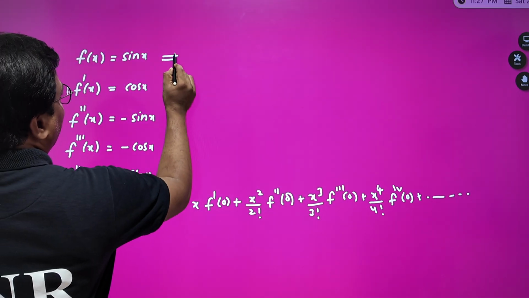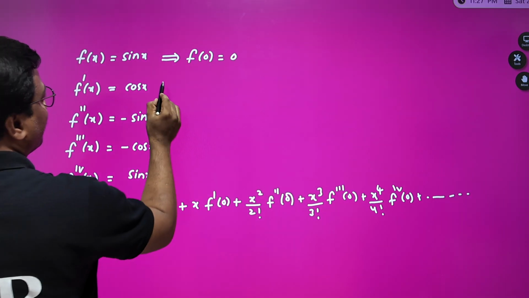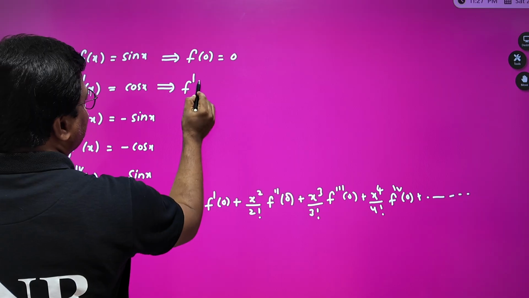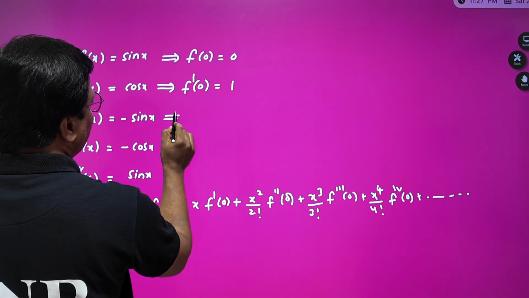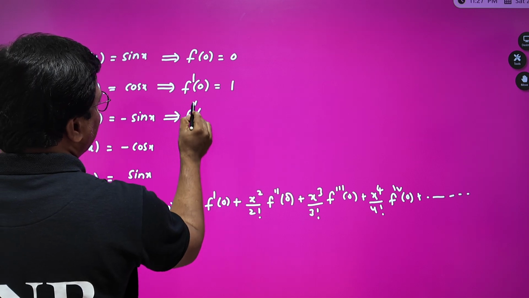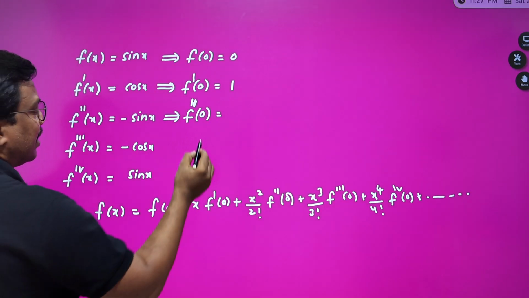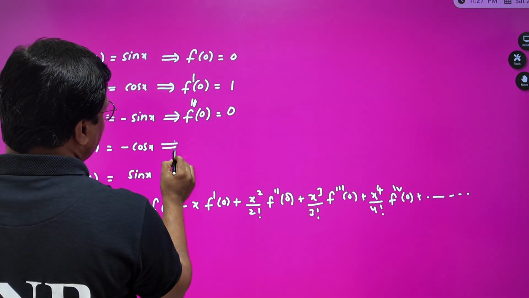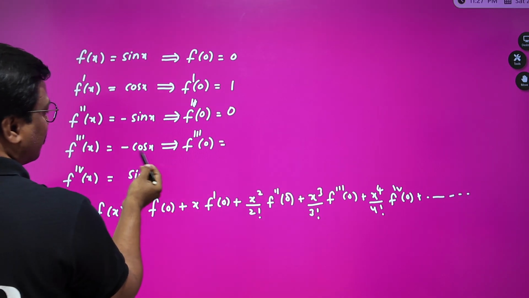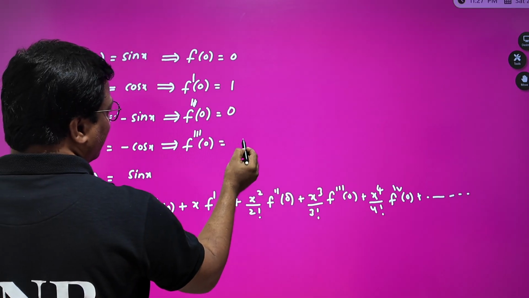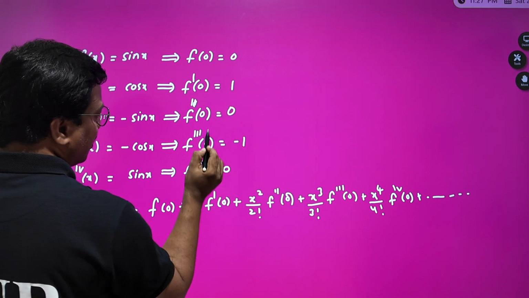See here, when you put x value 0, sin 0 becomes 0. Next, in the first derivative, in place of x, if you replace 0, cos 0 value becomes 1. Next, double derivative at 0, that is clearly sin 0, 0. Next, third derivative at 0, cos 0 value 1, so minus of cos 0, minus 1. And then fourth derivative 0.